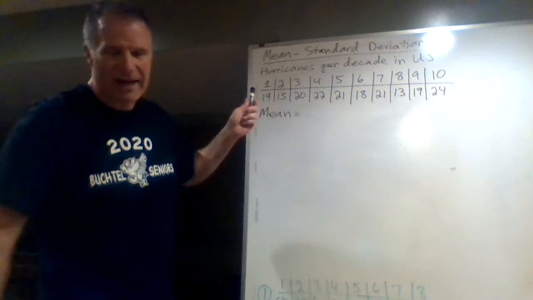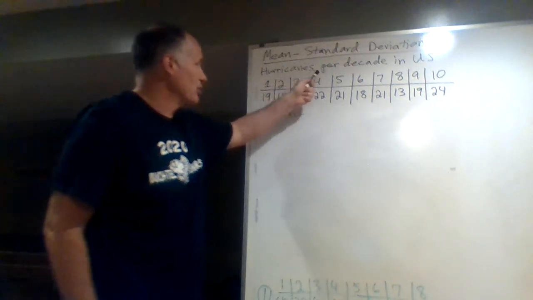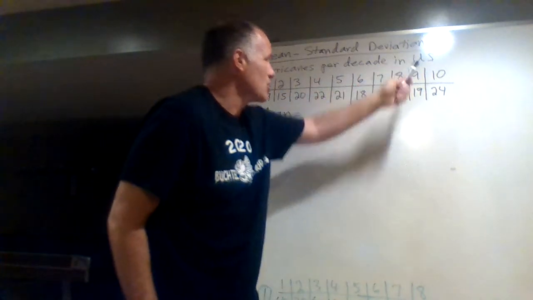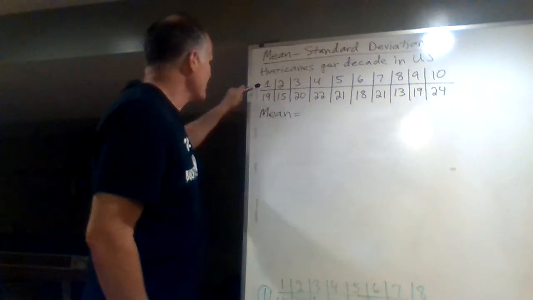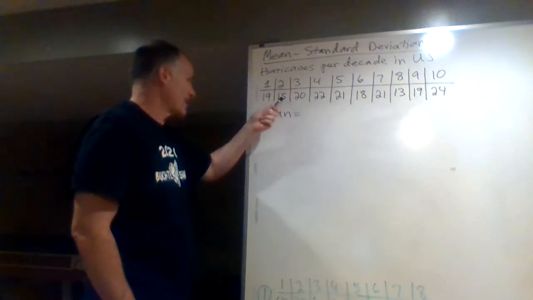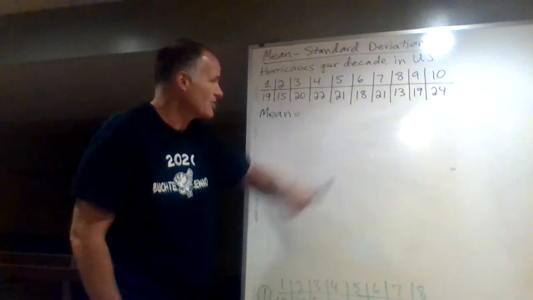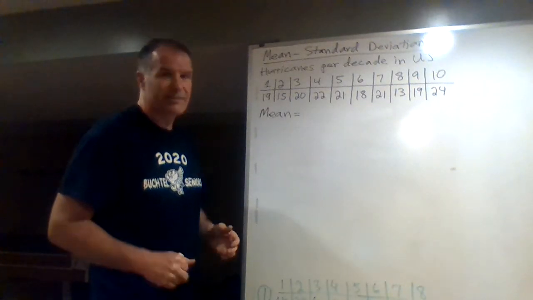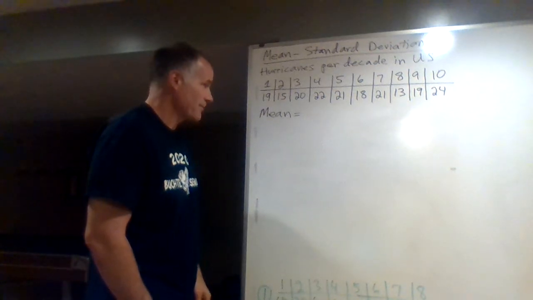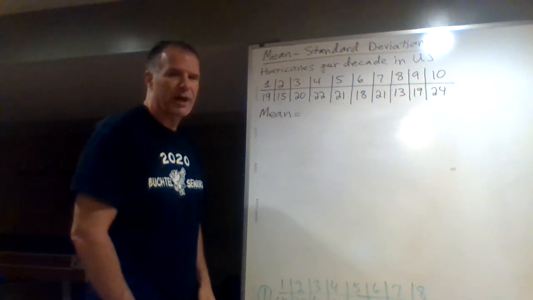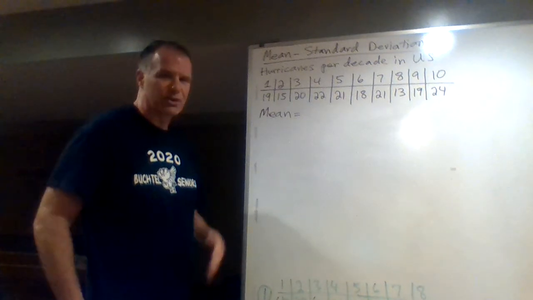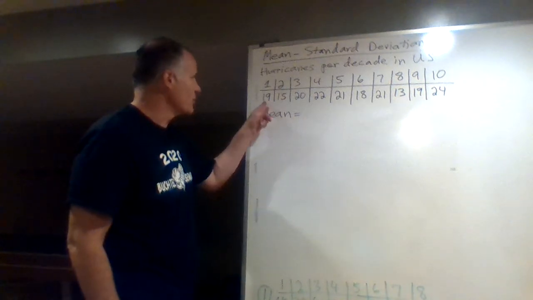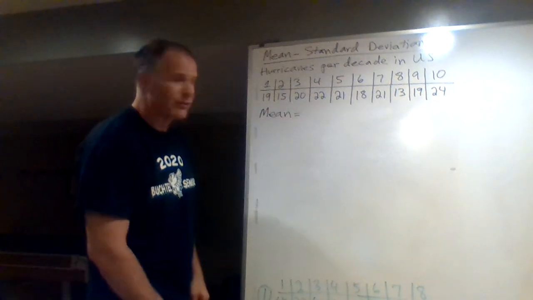Now, I got some data from the textbook. These are the number of hurricanes per decade, so for a 10-year period in the U.S. The first decade, there was 19, second decade, 15, and so on. These are 10 different decades of the number of hurricanes that hit the U.S. I think they had to be category 2 or higher. Obviously there's little hurricanes that don't do much, but these are higher level hurricanes.